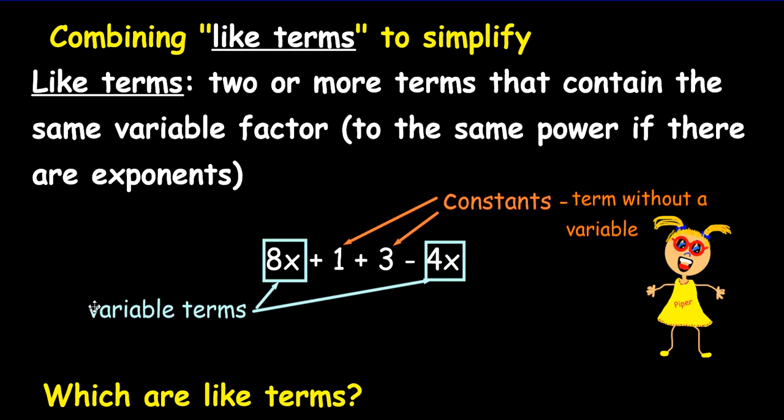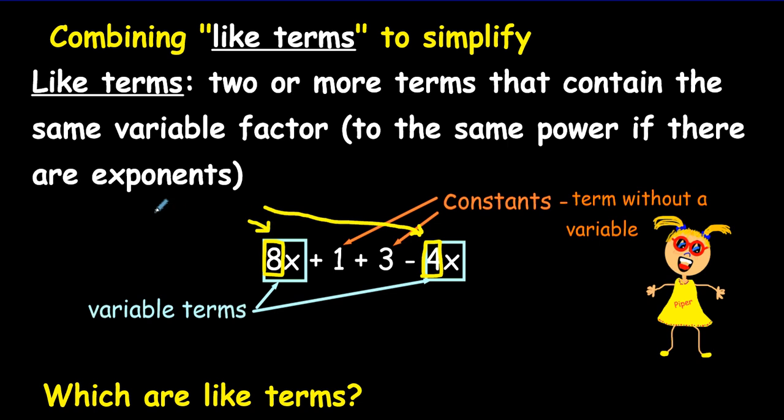We've also got two variable terms in this expression, 8x and 4x. And a variable term is just any term that contains a variable, which is a letter used to represent an unknown number. In this case, we could also go a little bit more in depth to explain what this value in front of the variable is called. This is called the coefficient. And again, this is the known factor in a variable term.